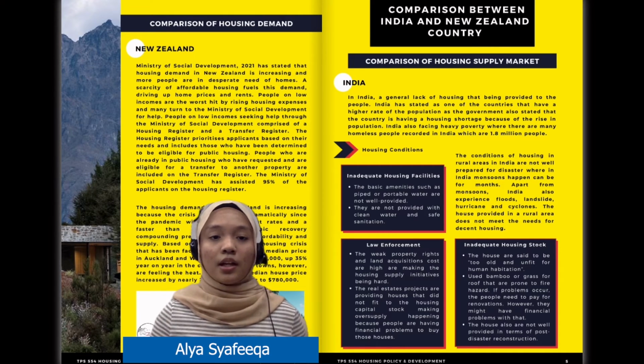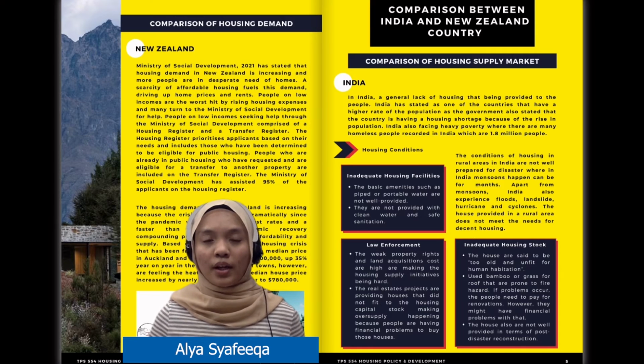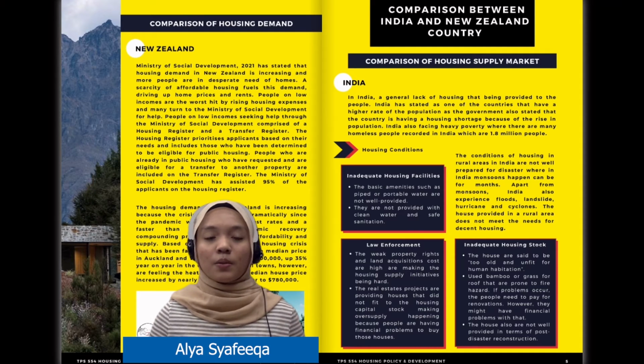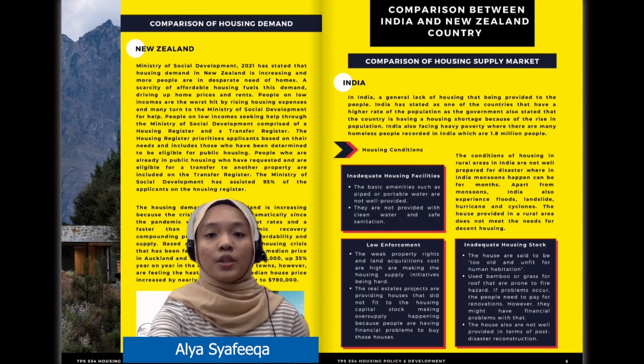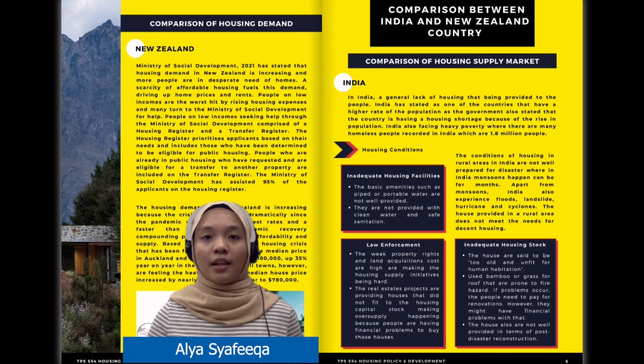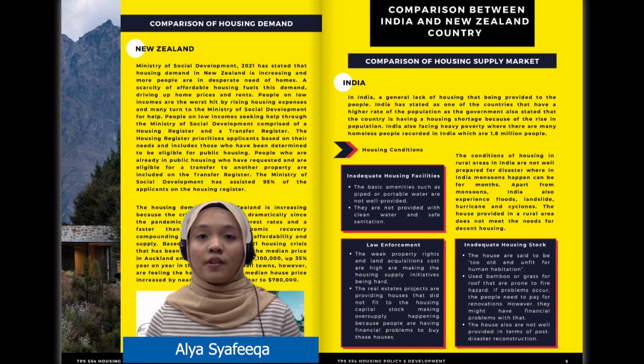The houses are also said to be too old and unfit for human habitation, meaning the constructions are not prepared for post-disaster reconstruction. In India, the housing supply initiative is hard because of weak property rights and high land acquisition costs.